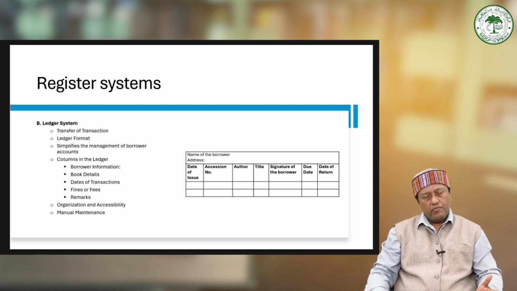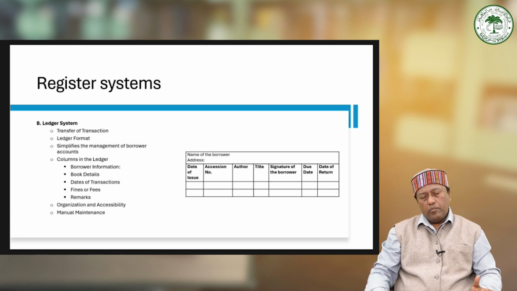But in the case of the ledger system, when the record is shifted to one page, the complete issue and return is shown on one page. So at least you can keep a check that this user is authorized for 3 books, only 3 books can be issued at a time, not more than 3. So this was the beauty of this ledger system.